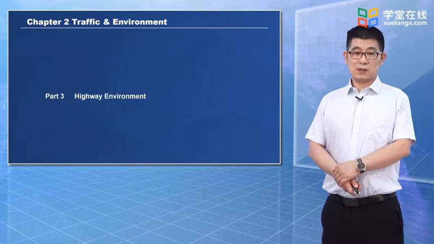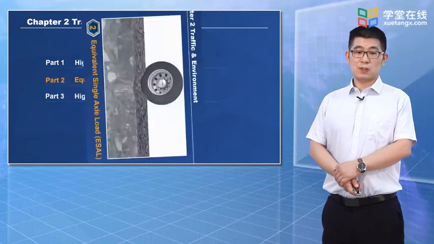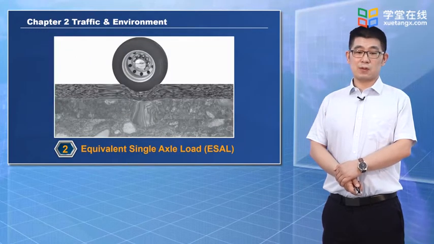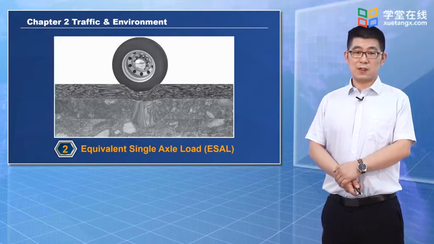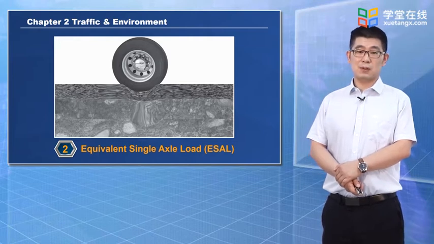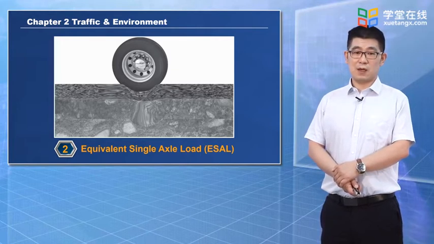Okay, today we study part 2: equivalent single axle load, ESAL. ESAL is a result from analysis of traffic data. ESAL is the number of standard axles. ESAL is the key parameter for handling the traffic load input in pavement design. ESAL is critical. Let's start on ESAL right now.